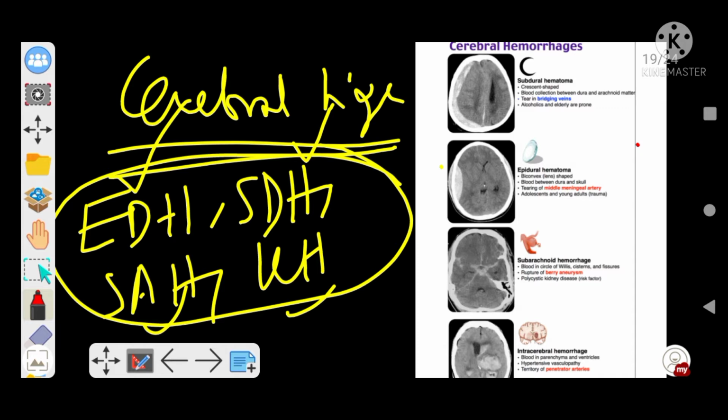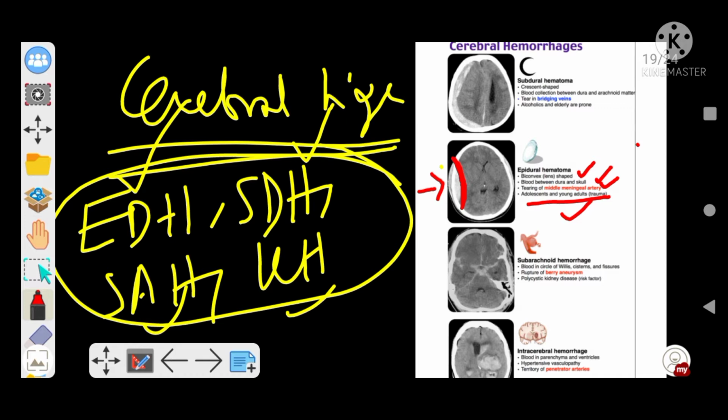Let's take EDH first. It's really easier for you. See, this is the hemorrhage, right? As you can see, just follow my pen. This is your EDH, right? And you can see this is biconvex or lens shaped. This is between dura and the skull, and this is the important point: tearing of the middle meningeal artery due to a high velocity impact in adolescents and young adults and trauma, right?